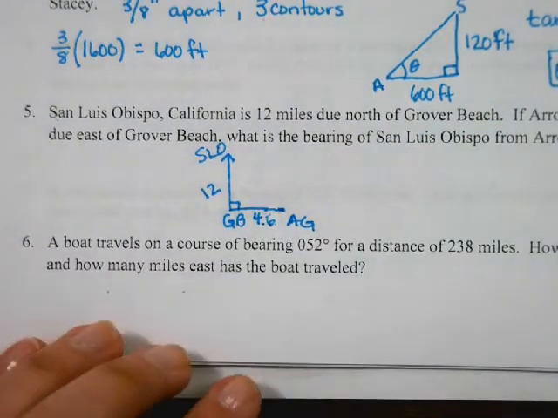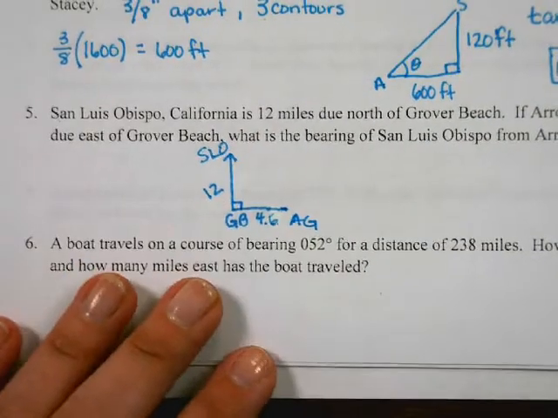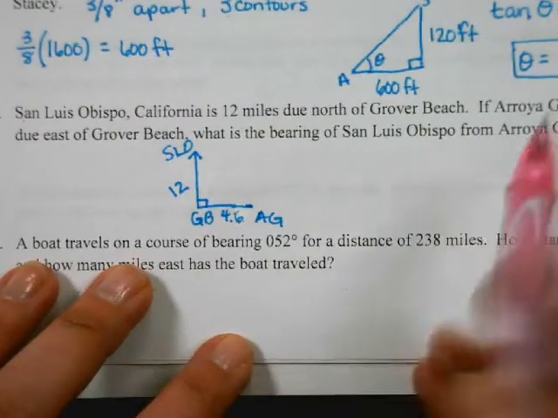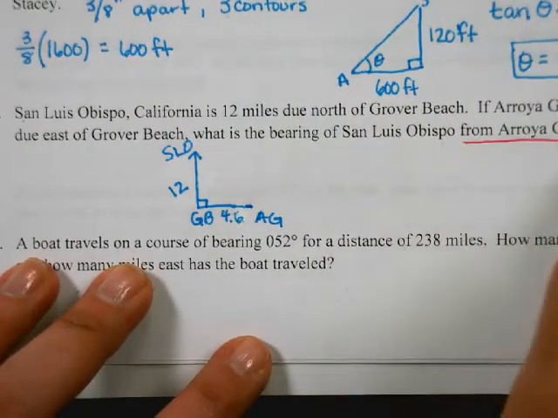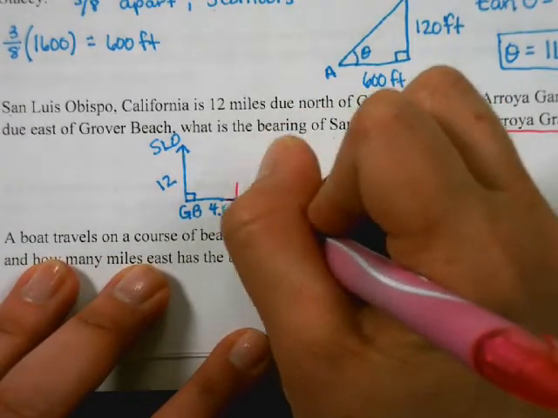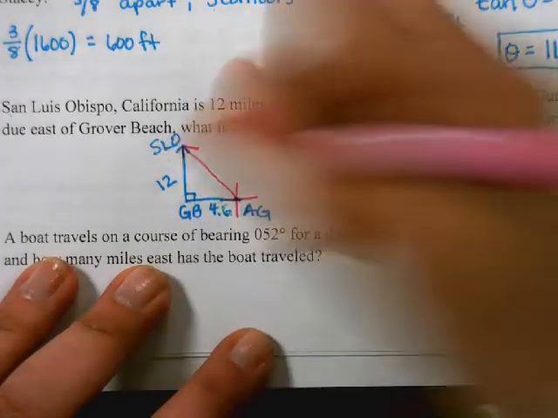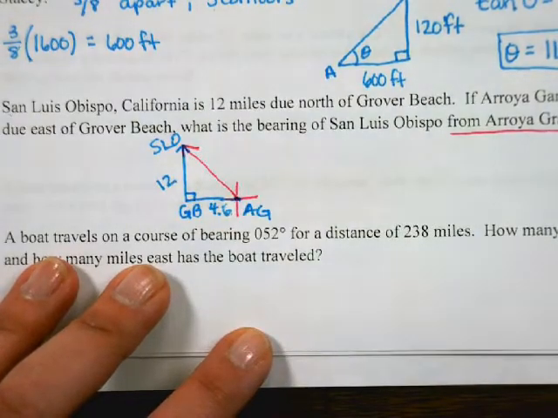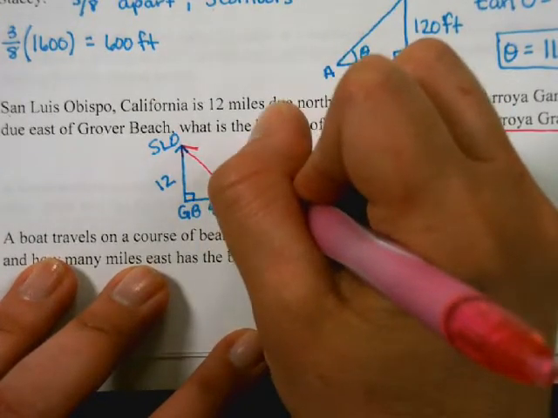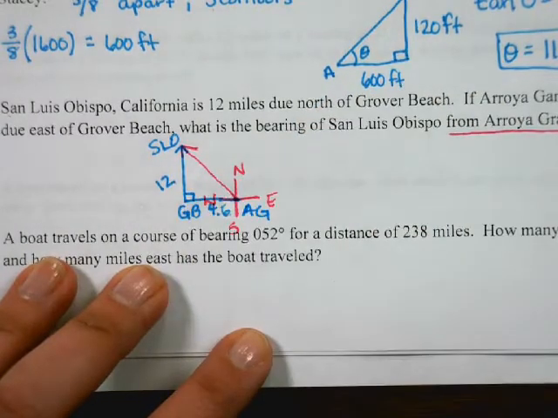Okay, then it says, what is the bearing of San Luis Obispo from Arroyo Grande? The trick there is where I'm standing, from Arroyo Grande. So if I'm standing here at Arroyo Grande, I need to know what bearing to go to get to San Luis Obispo. So I'm going to draw in a north. Okay.